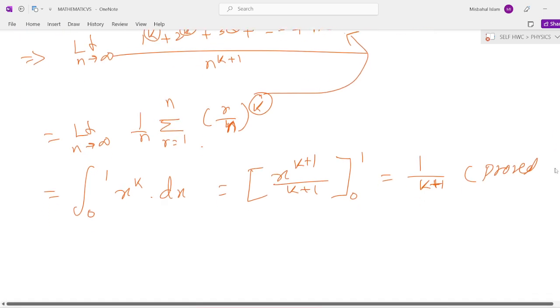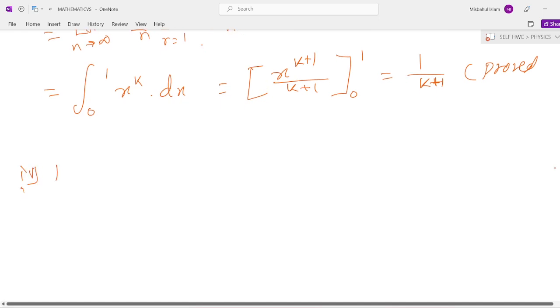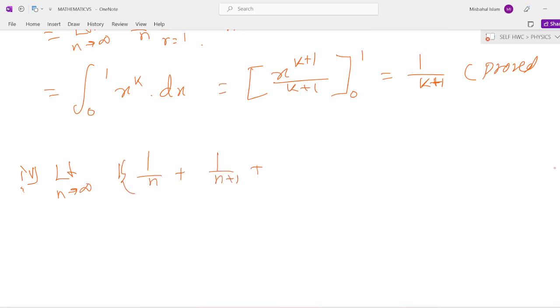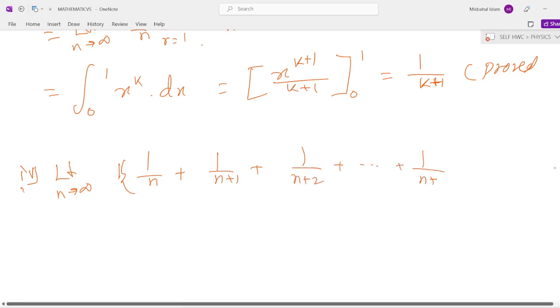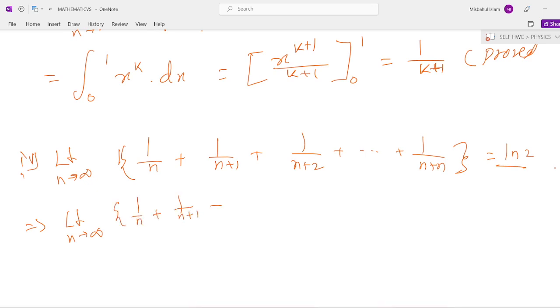Okay, next, last and final question, question number 4. The limit as n tends to infinity of 1 by n plus 1 by n plus 1 plus 1 by n plus 2 plus dot dot dot plus 1 by n plus n is equal to ln 2. How to solve this problem? So given the question, the limit as n tends to infinity of 1 by n plus 1 by n plus 1 plus 1 by n plus 2 plus dot dot dot plus 1 by n plus n.